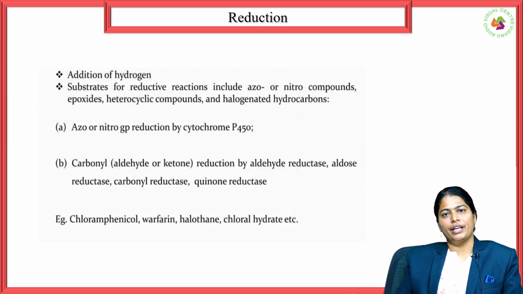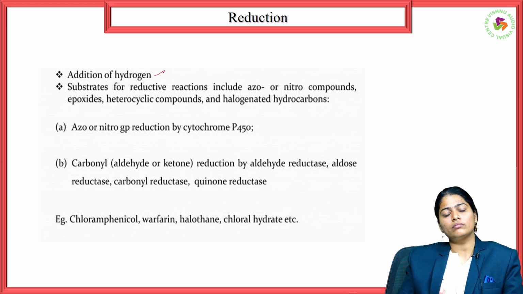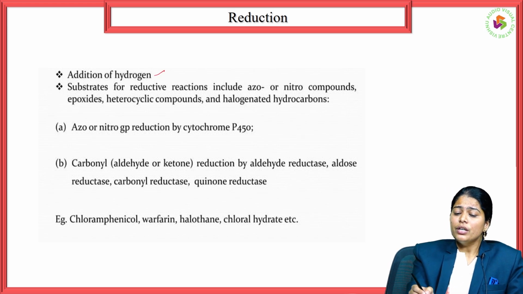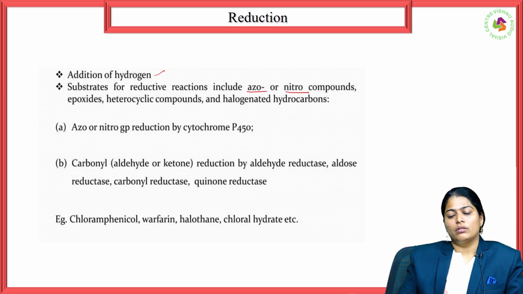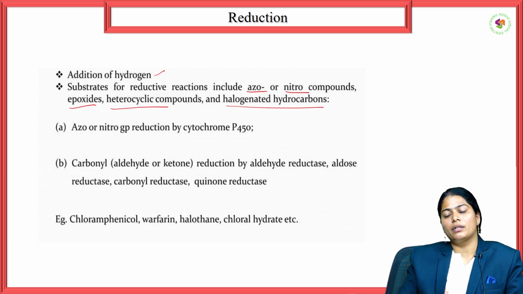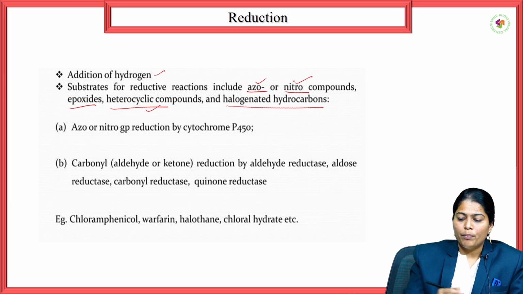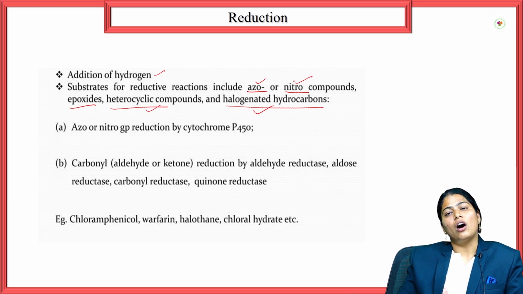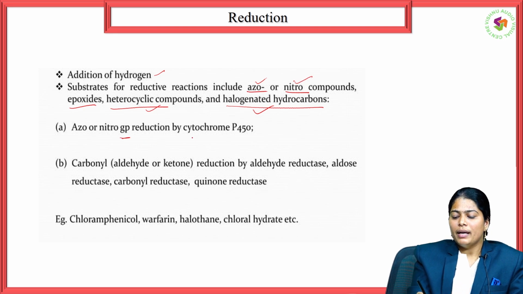So next, reduction reaction. As we already know, the reduction reaction means addition of hydrogen or removal of oxygen. The substrates for reduction reactions include azo, nitro compounds, epoxides, heterocyclic compounds and halogenated hydrocarbons. All these components undergo the reduction reaction and are converted into water-soluble compounds. See, azo group and nitro group reduction is done by cytochrome P450.